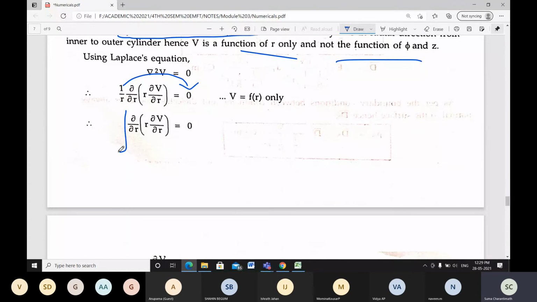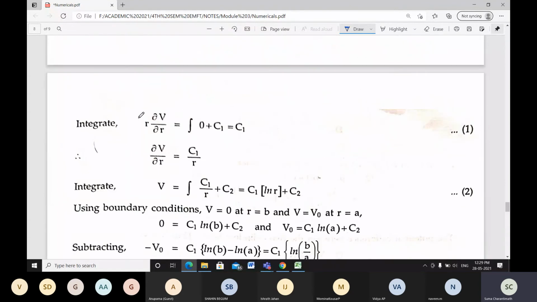Integrating on both sides, then eliminating r, ∂V/∂r is going to be a constant value c1. Then ∂V/∂r equals c1 divided by r. Integrating again, V is going to be equal to c1 ln r plus c2, one more constant.